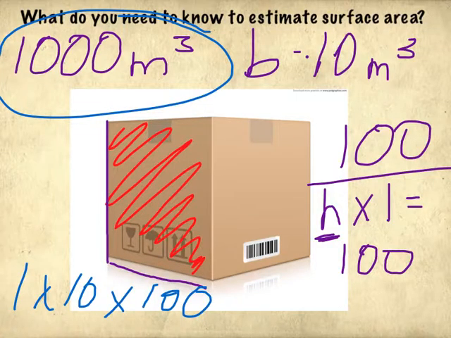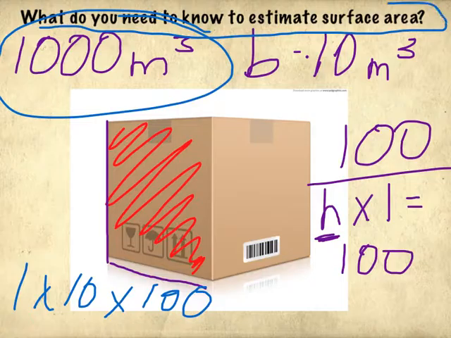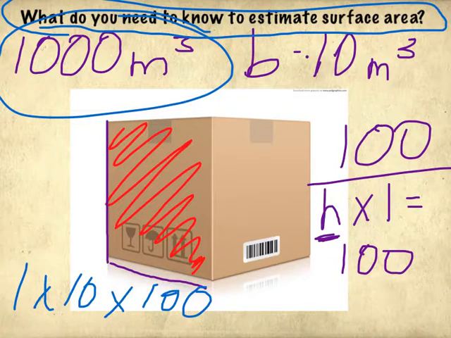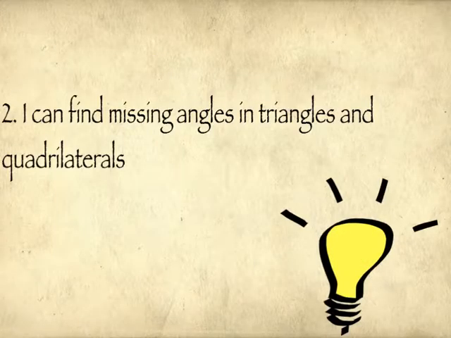So basically, if I'm asking you what you need to know to estimate surface area, you need to know at least one dimension. If you don't have at least one dimension and then some kind of rough idea of how big the object is, you really can't estimate the surface area.